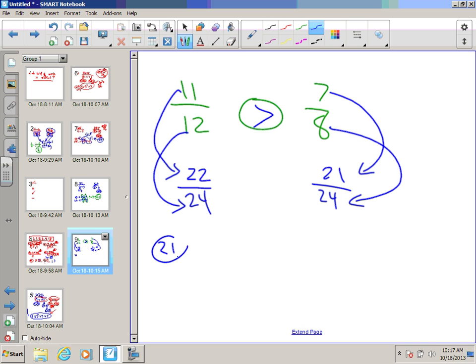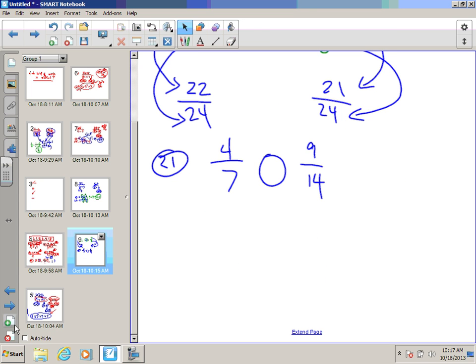Number 21 asks for 4/7 and 9/14. The benefit of looking at the larger denominator first is you may catch it early. 14, does that 14 work for 7? Then I don't have to do a thing to this one. I just have to convert this one. 7 times 2, 4 times 2 is 8. 8/14 is less than 9/14.